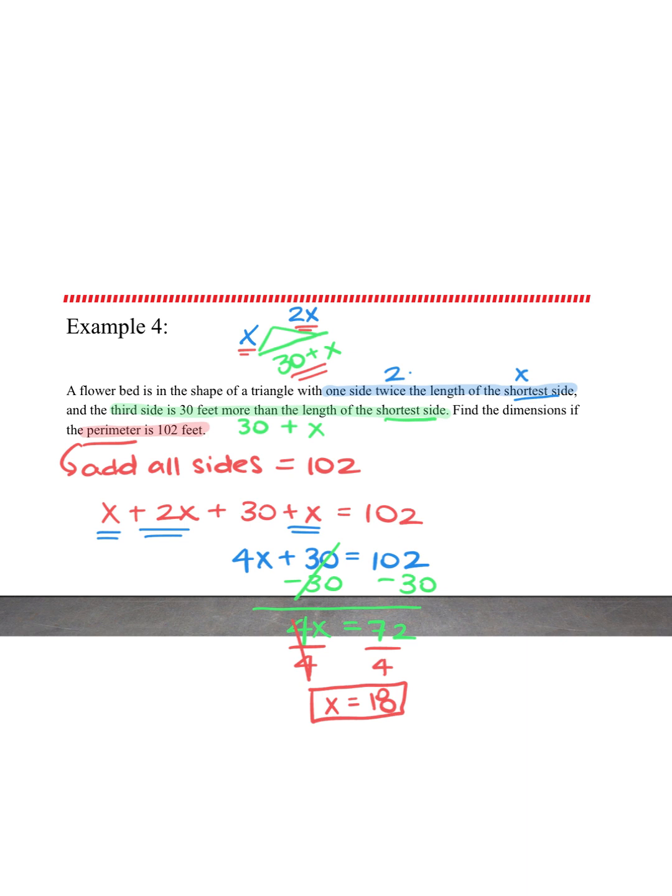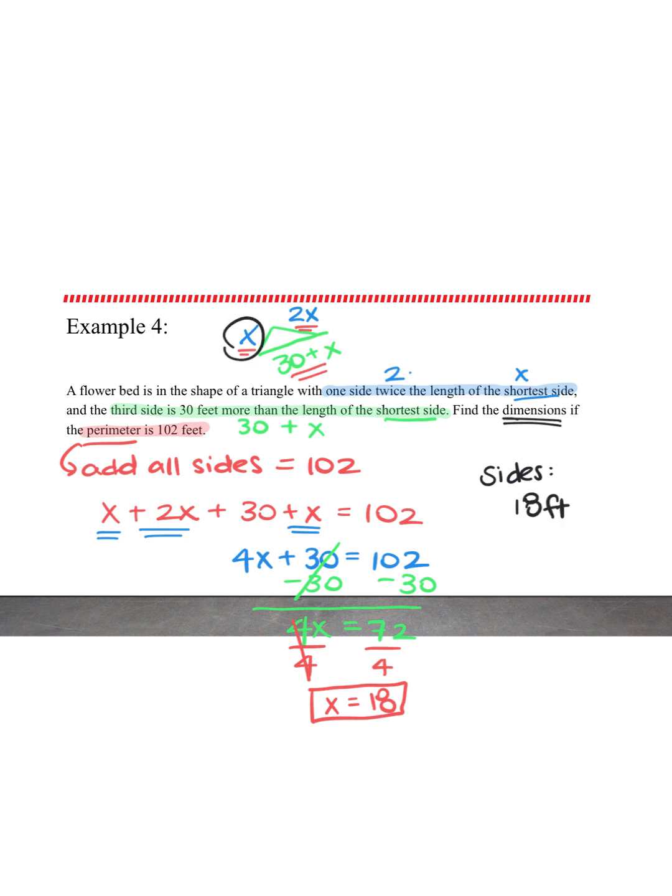Now we're not quite done on this problem, especially with word problems. It's always good once you finish solving to go back and check what they actually were asking for. So this problem asks for the dimensions of all of our sides. So we need to list out the sides for all three sides of our triangle. So one side was just the variable x. So one side is 18 feet.